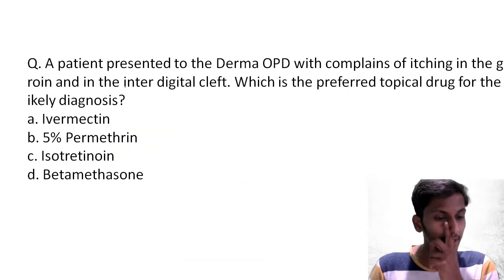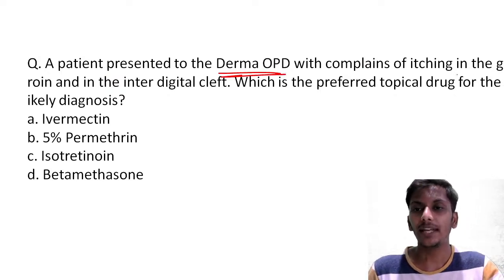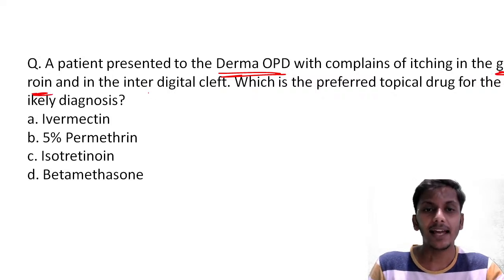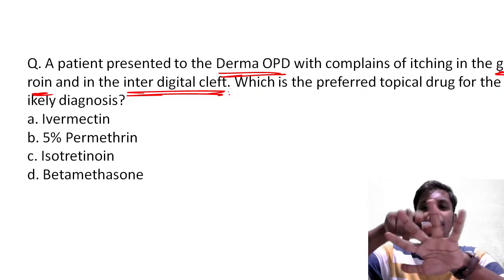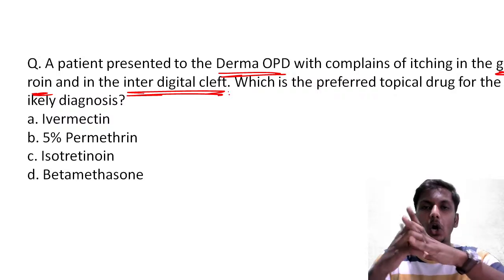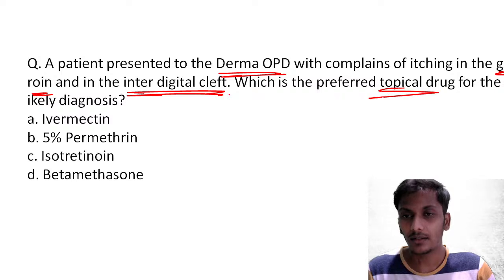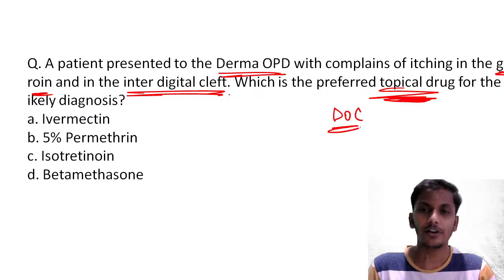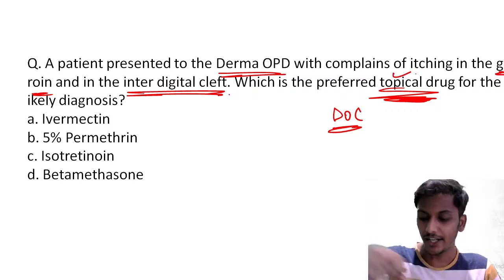Now moving further to our next question guys, which is: a patient presented to the derma OPD with complaints of itching in the groin. Itching where? In the groin and in the interdigital cleft. What are interdigital clefts? These web spaces between the fingers are known as interdigital clefts. So there is itching here and in the groin. So which is the preferred topical drug for the likely diagnosis? They are usually asking about the drug of choice, but one which can be applied topically, like an ointment or a cream.